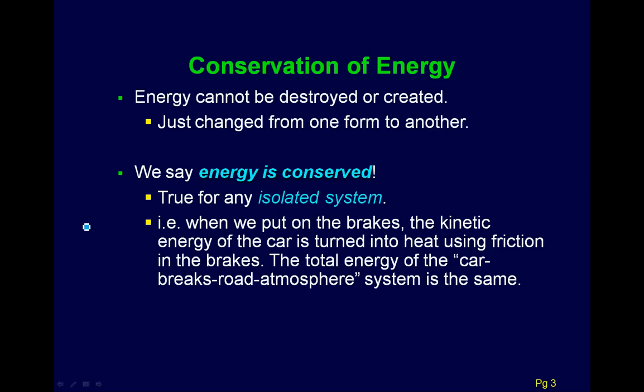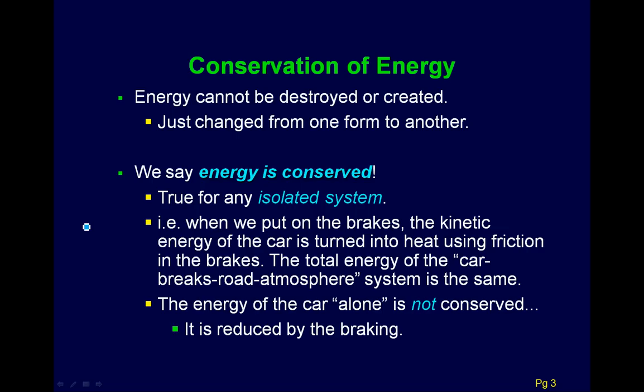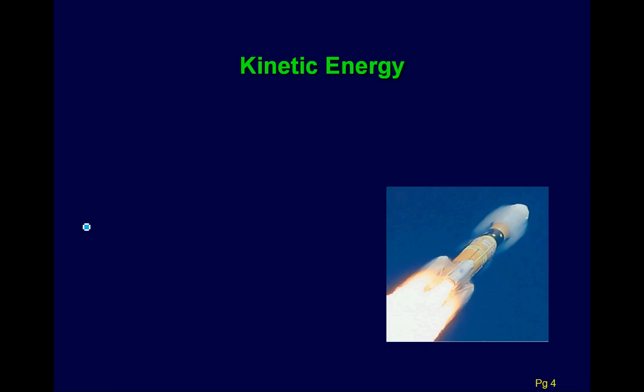For instance, you can have an example when I put on the brakes. If I'm driving, my car has kinetic energy, which we'll define in a bit. And when I put on my brakes, the kinetic energy of the car is turned into heat using the friction of the brakes. And so the total energy of the car and the brakes and the road and the atmosphere system is conserved, but the energy for the car alone is not conserved. It's reduced by the braking. So there's always some system. You can always find where that energy went to, but sometimes it can be tricky.